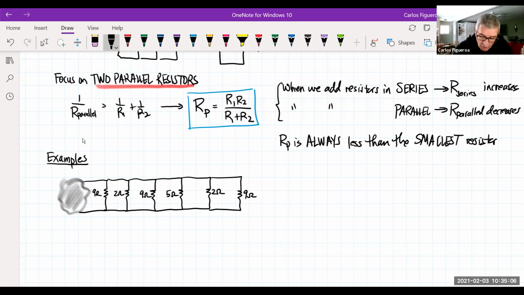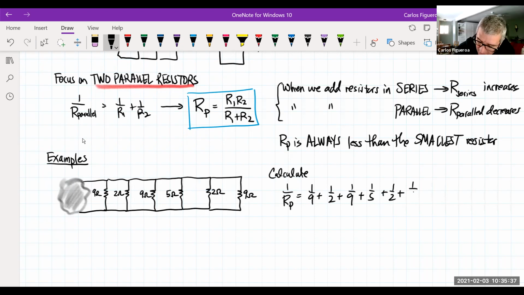A lot of times people are going to say, well, let's calculate, because there's 6 of them. So if you're going to calculate this R parallel here, let me do the inverse of this thing. You're probably going to say it's 1/9 plus 1/2 plus 1/9 plus 1/5 plus 1/2 plus 1/9. Well, note that you're adding things.